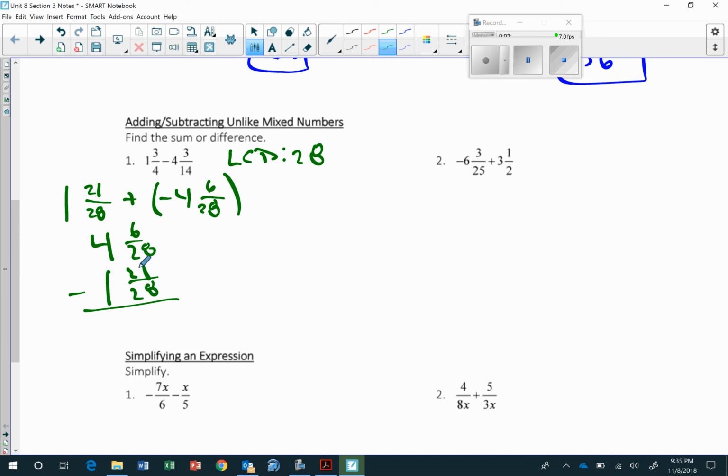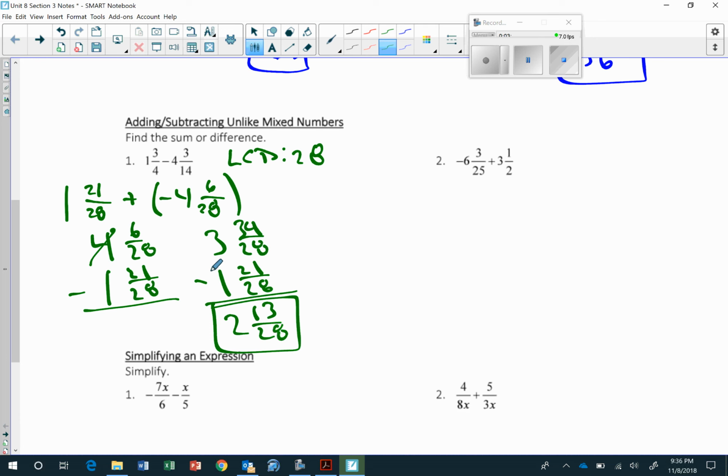Now I can't do 6 minus 21, so we talked about this a little bit in the section before, but I'm going to borrow. So that's going to become 3, and then I need to add 28 to the 6, so I'll get 34 over 28 minus 1 and 21 over 28. 34 minus 21 is 13 over 28. 3 minus 1 is 2, so we're all good there.